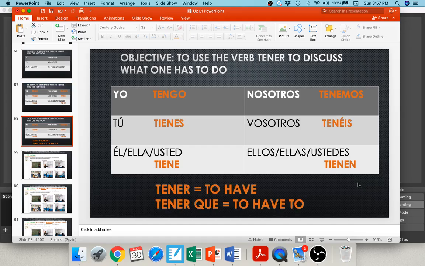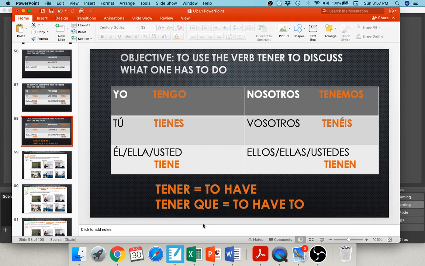In Spanish, we can add the word que after the word tener in order to explain what one has to do. So, notice, there's a difference in saying, I have blonde hair and I have two blonde hair. So, tengo pelo rubio, I have blonde hair. It would not make sense to say, I have two blonde hair. However, if you want to say I have to study, you need to put a que after tener.